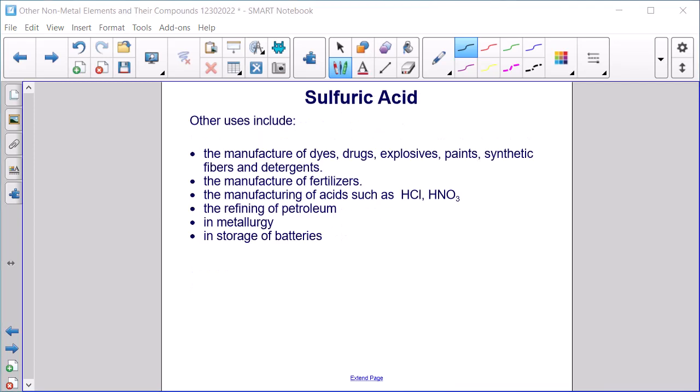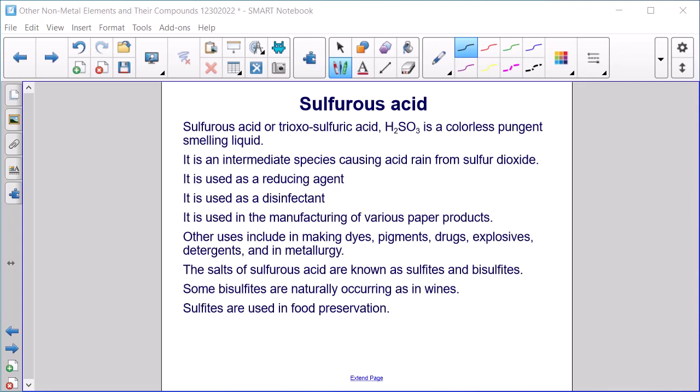Other uses of sulfuric acid include the manufacture of dyes, drugs, explosives, paints, synthetic fibers, and detergents, the manufacture of fertilizers, the manufacturing of acids such as HCl and HNO3, the refining of petroleum, in metallurgy, and in storage batteries. Sulfurous acid.